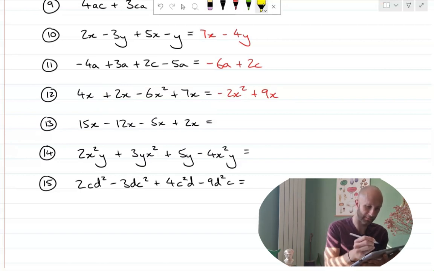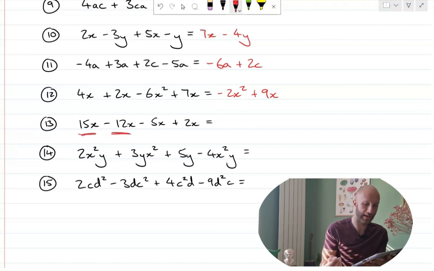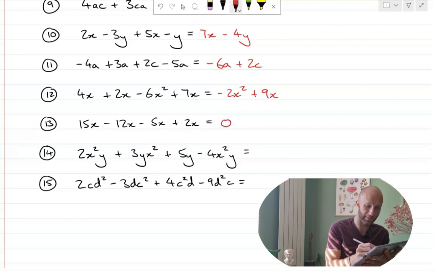These are all x terms. So here, 15 minus 12 is 3x. 15x minus 12x is 3x. Minus 5x is minus 2x. And plus 2x will give me 0x.